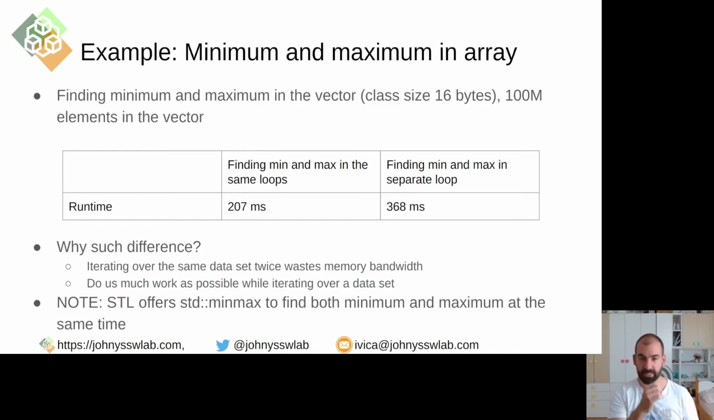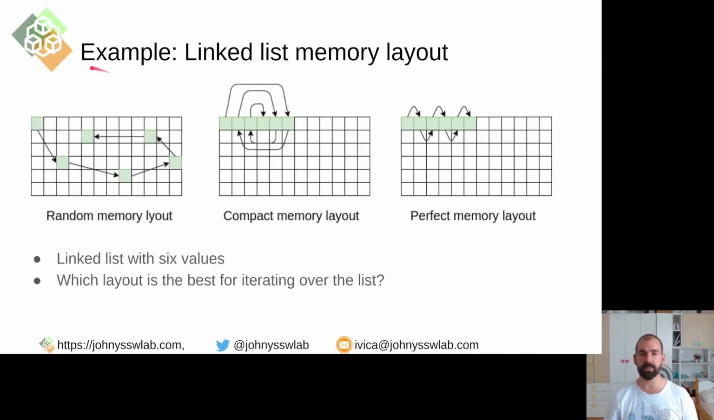STD offers STD min-max to find both minimum and maximum at the same time. This was the first example. The second example is linked list memory layout. So we have a linked list, and these are nodes, and these are pointers. So this linked list has six nodes, 6 values, and we have 3 memory layouts.